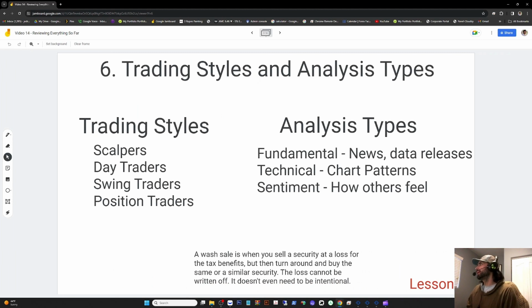6, trading styles and analysis types. We've learned there's scalpers, day traders, swing traders, position traders / investors. The degree of difficulty lessens as you go down the list. There's 3 analysis types: fundamental, which is news, data releases, details of a business's books in the past, and projections. And there's technical, which is chart patterns, and there's sentiment, which is how others feel. Please remember wash sales if you're going to trade securities.